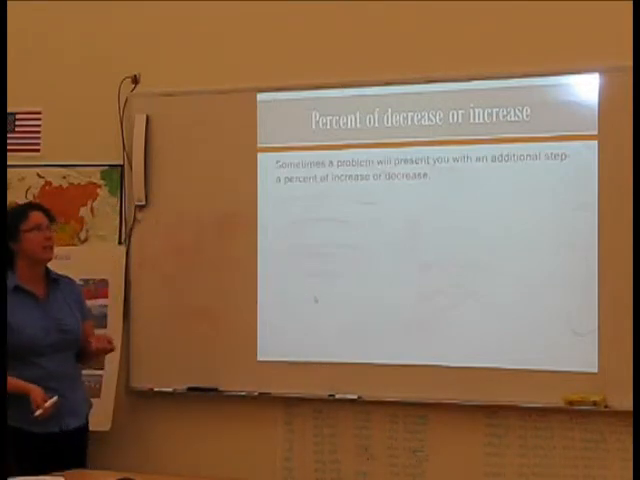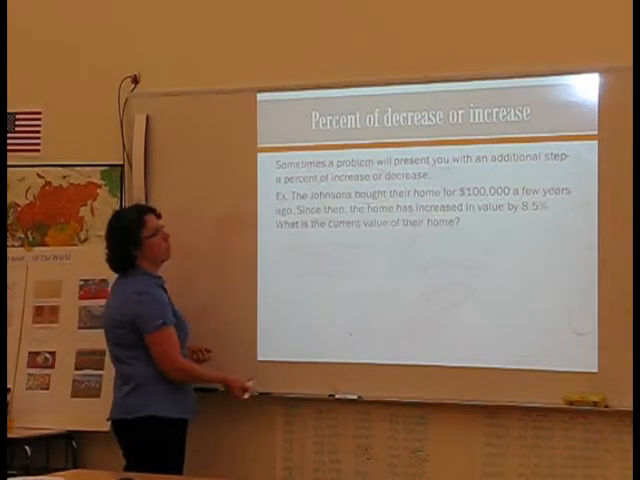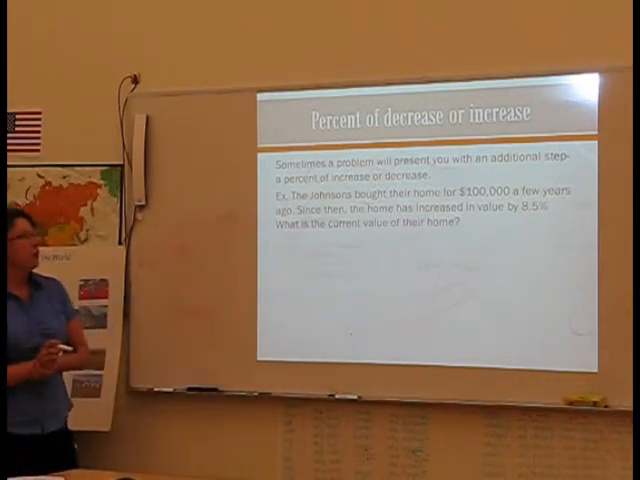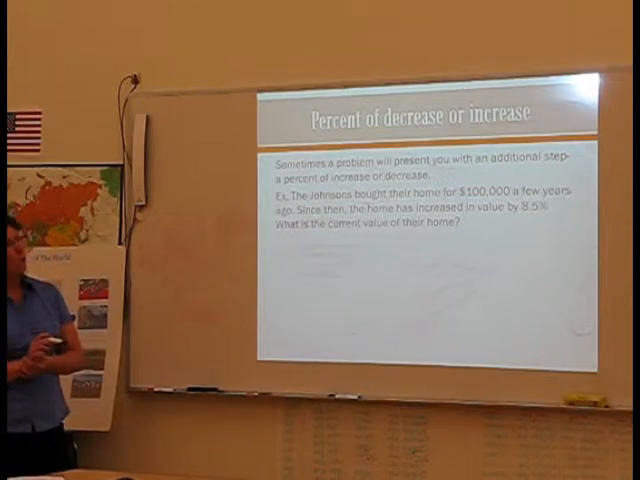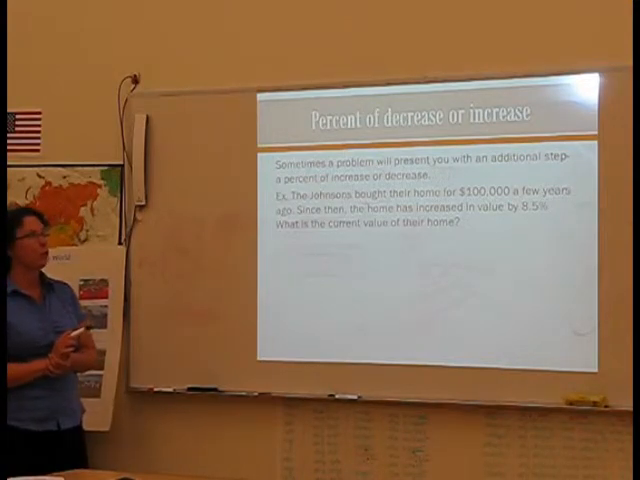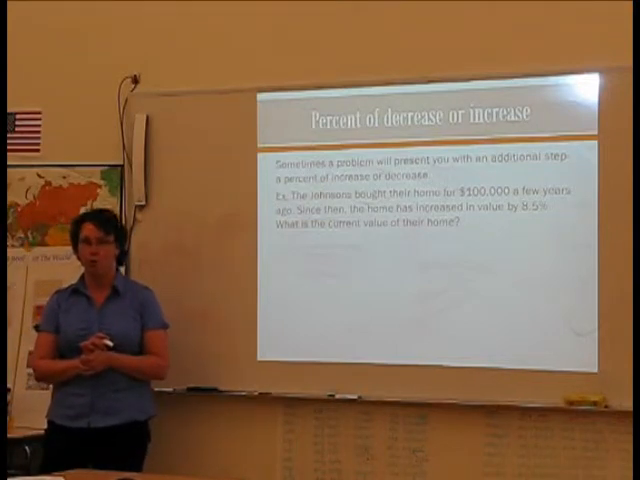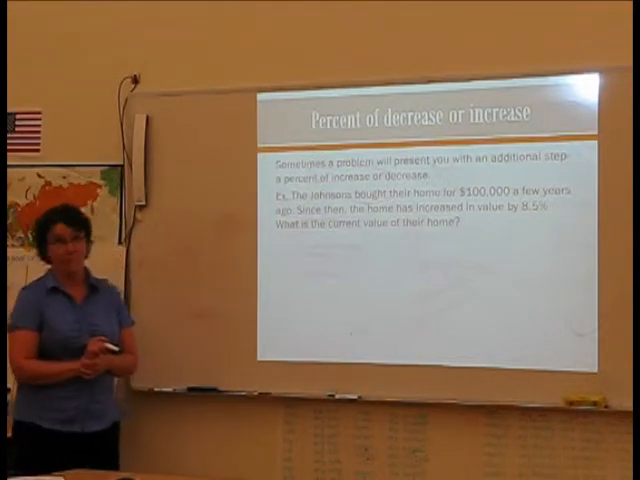Sometimes a problem is going to give you an additional step, a percent of increase or a percent of decrease. This one is from the practice test. The Johnsons bought their home for $100,000 a few years ago. Since then, the home has increased in value by 8.5%. What is the current value of their home? There are so many places in this problem you can go wrong, but we're not going to.